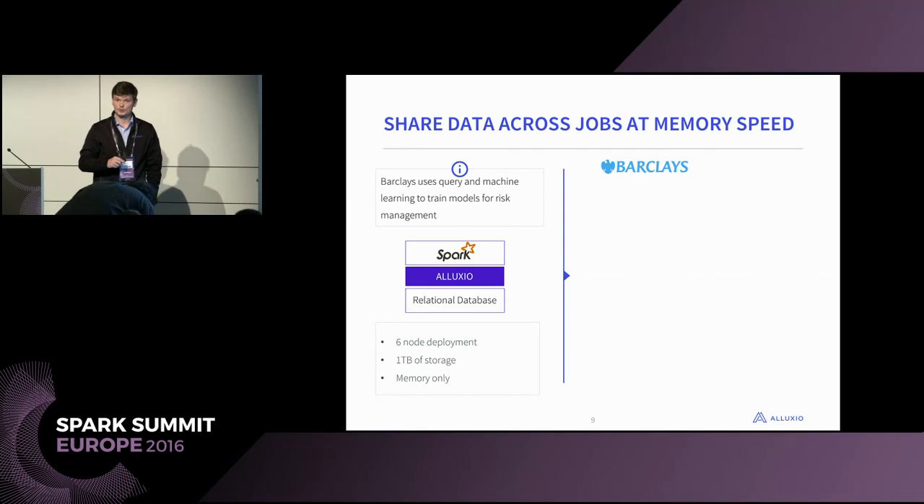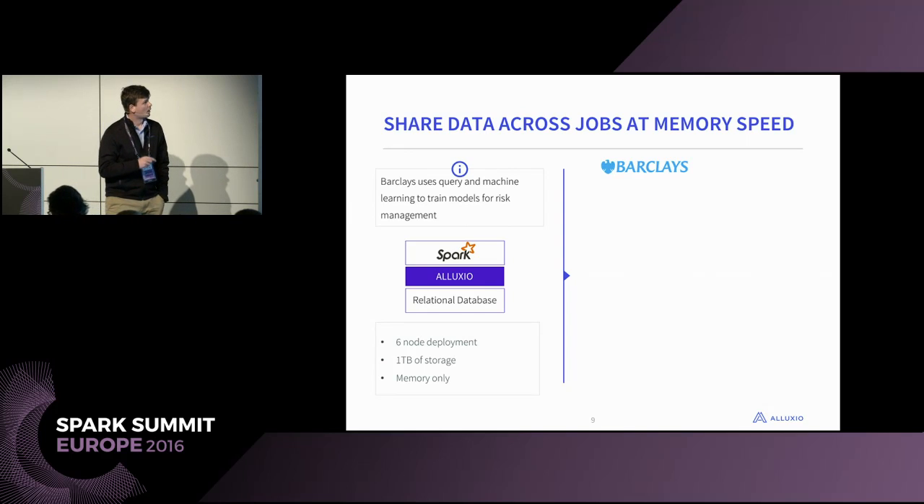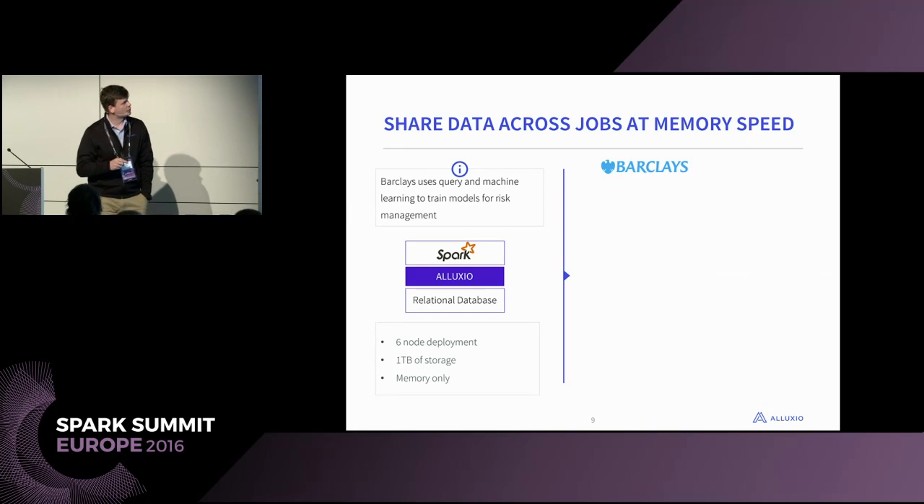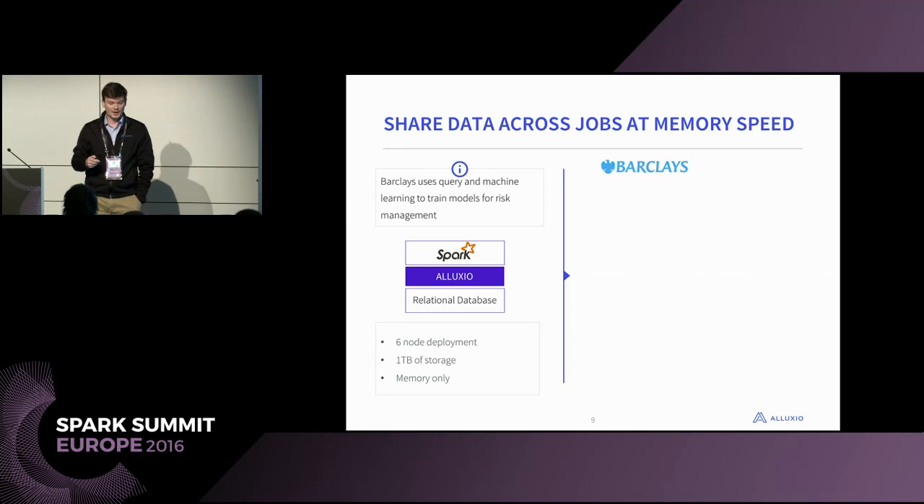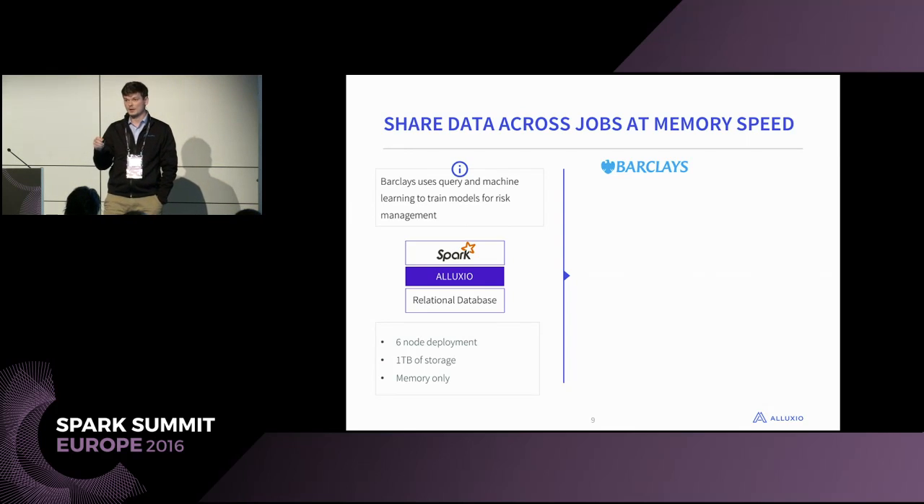So the second production use case comes from Barclays, a bank based out of England. At Barclays, one of their data engineers would use Alluxio combined with Spark and their relational database for machine learning and training of models for risk management. This was a smaller deployment with only 6 nodes managing 1 terabyte of storage. And in this deployment, Alluxio was only managing data stored in memory.